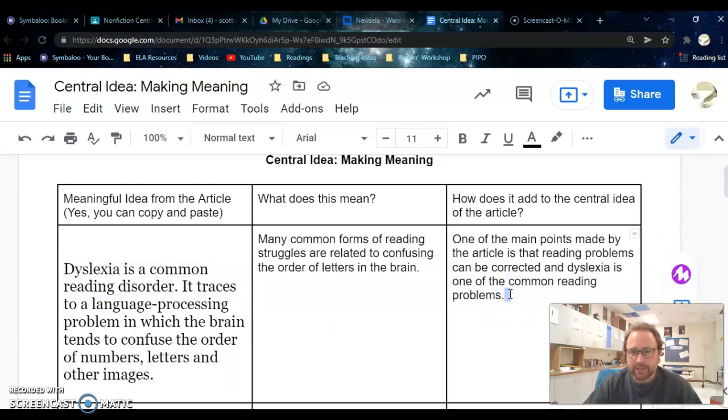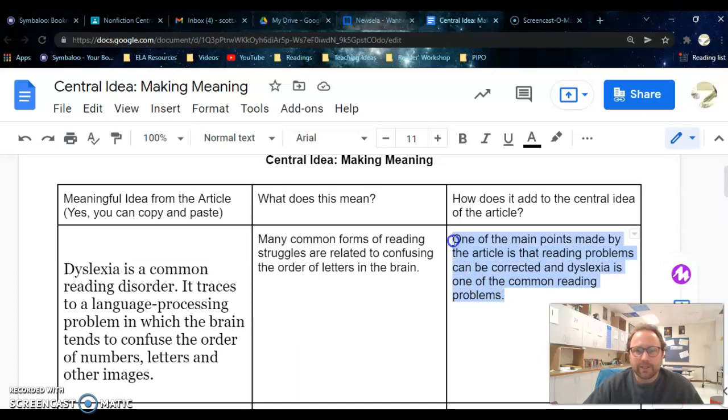And it's possible it doesn't. If it doesn't, you'll just say, it doesn't relate to the central idea. And it's okay to pick out details that you think are interesting, but probably don't fit the central idea. Here, for my example, I wrote that one of the main points made by the article is that the reading problems can be corrected, and dyslexia is one of the common reading problems. So I know this is part of the main idea because I read the entire article and I see how it fits with it now.